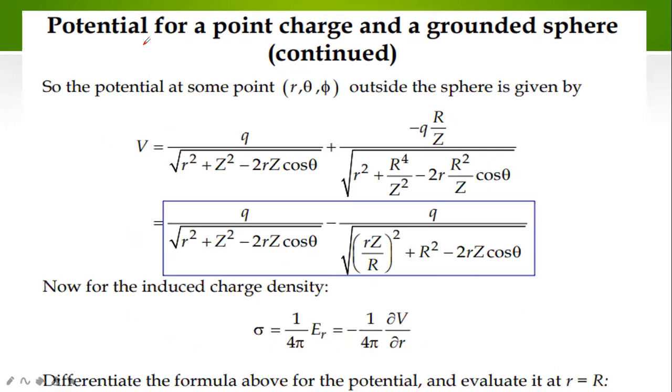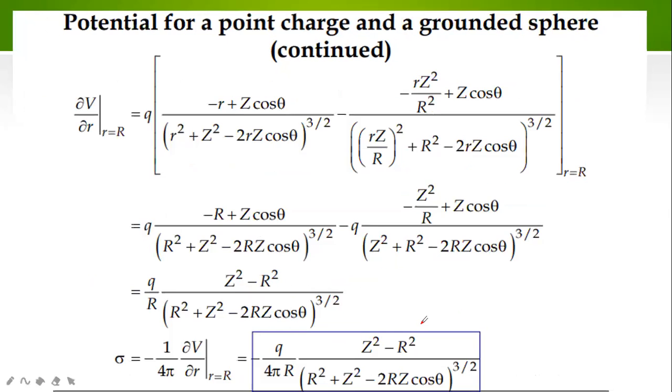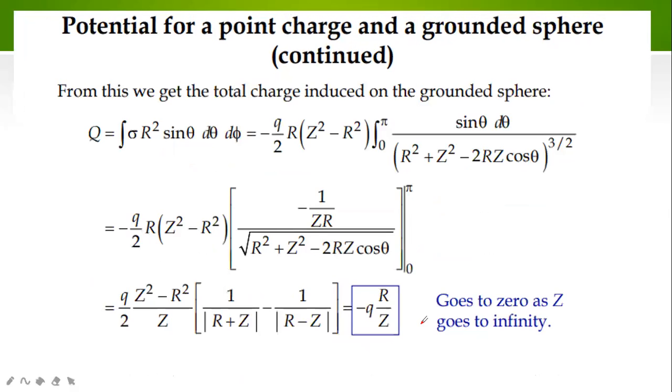Okay, so potential for a point charge near a grounded conducting plane. We are getting this type of potential, and the charge density we can find out. You know the recipe. So del V over del r you can calculate, and then sigma you can calculate. If you have to calculate the total charge Q, then which formula will you use? So this is the formula. I have never told you this formula earlier.